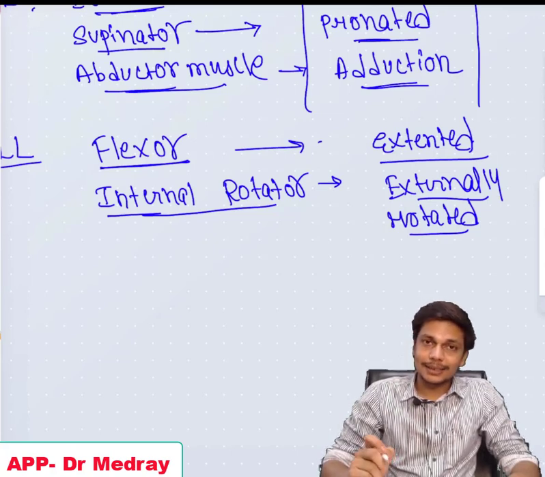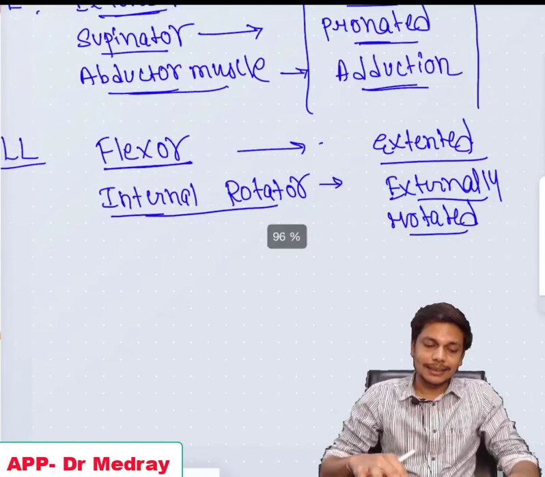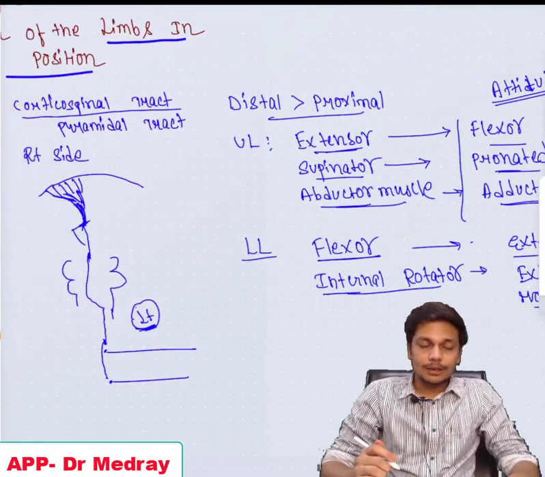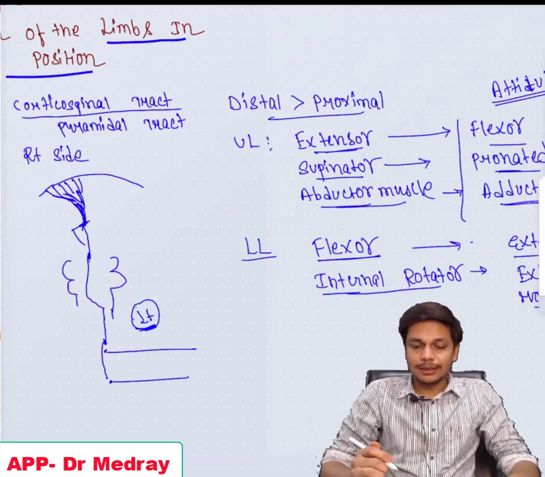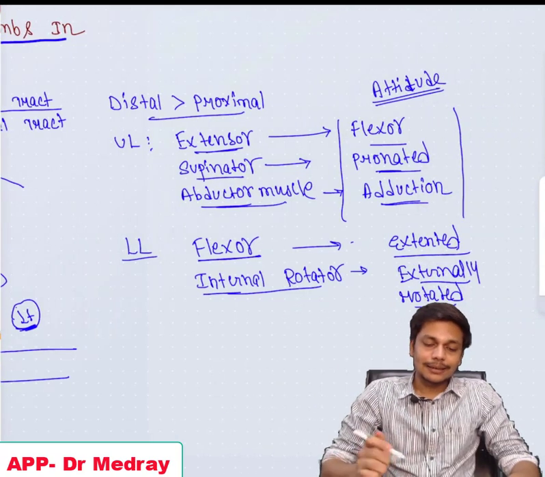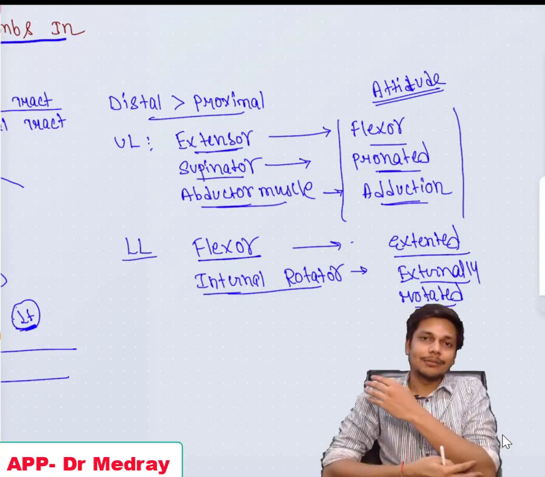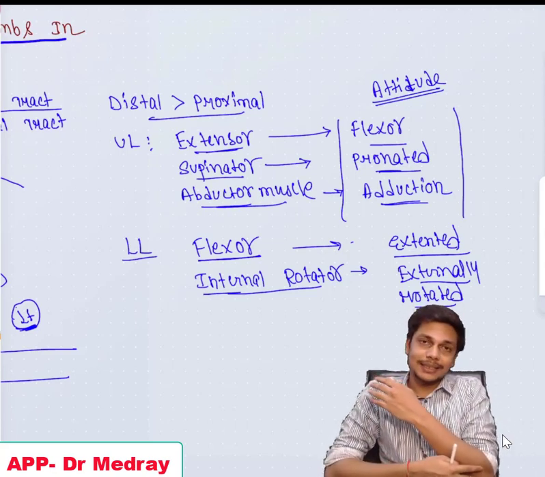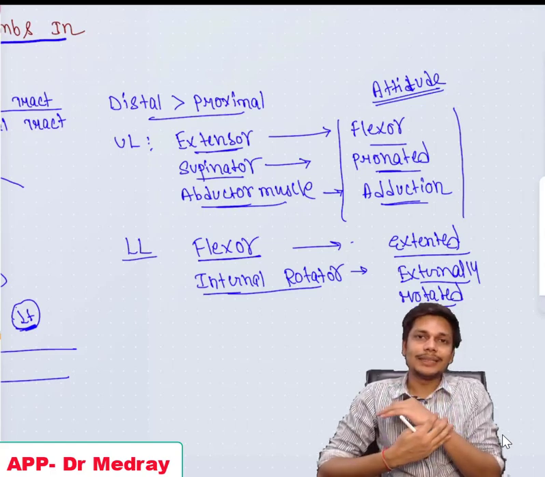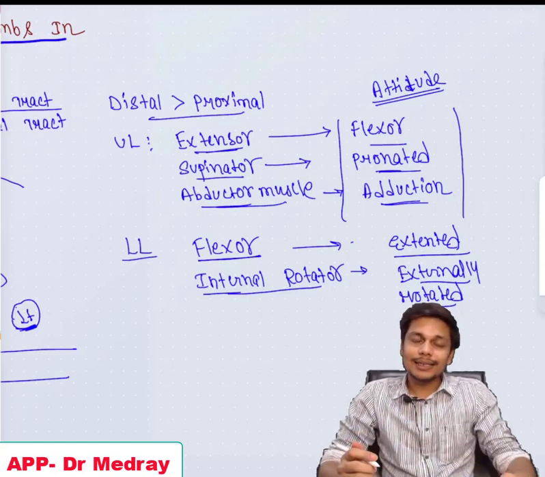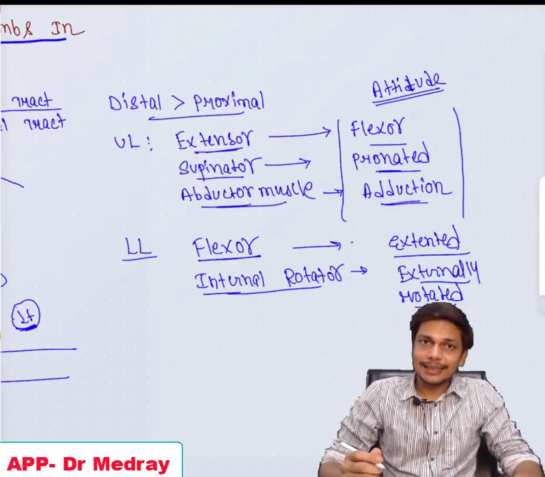The limbs will be externally rotated and extended. So this is about the attitude of the patient. In a patient of stroke, the upper limb will be adducted, there will be flexion at the elbow, and the hand will be semi-pronated and flexed. In the lower limb, the legs will be extended and externally rotated.